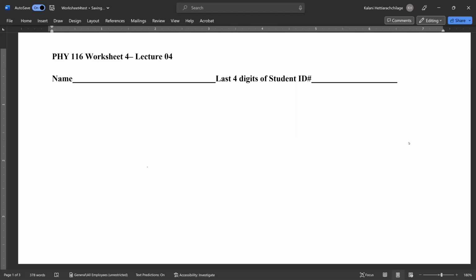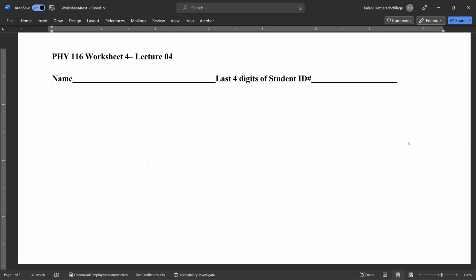Okay, so let's move into worksheet number 4 from lecture number 4. In lecture number 4, we mainly discussed Newton's three laws and how we apply them to problem solving, right? So now you have knowledge of what the three laws are, but the important thing is that we keep applying these three laws to the motion of the object.